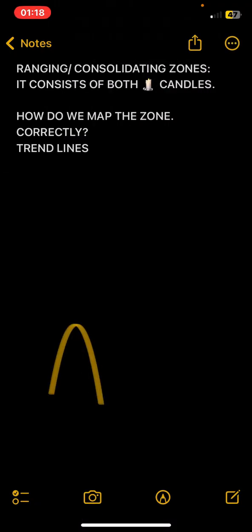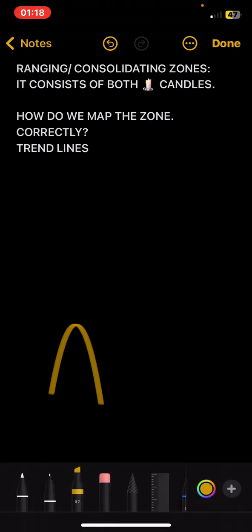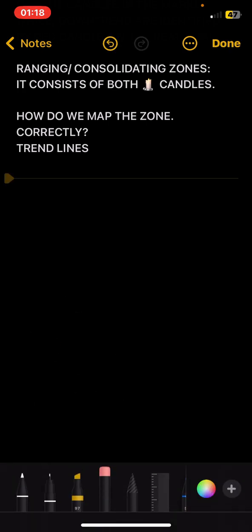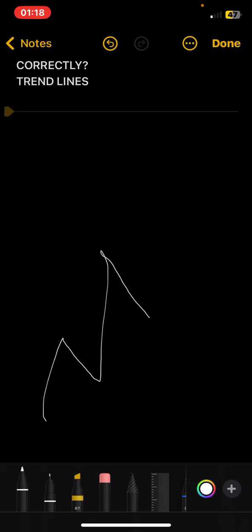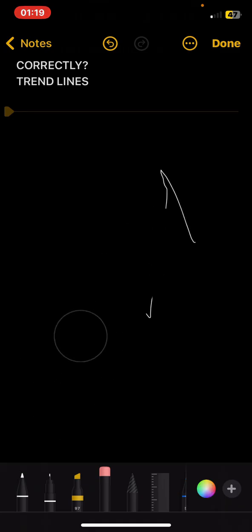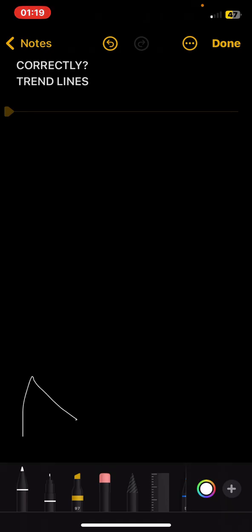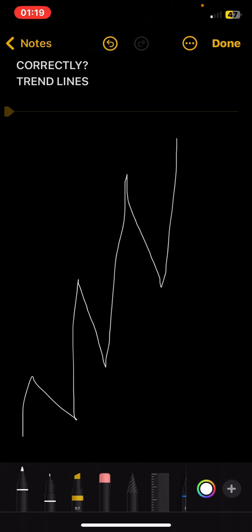Oh sorry guys, let me clean this thing up. Let's dive into it. So remember we have higher highs, higher lows, higher highs, higher lows. Let me draw this back again so you get a clear picture. We have higher highs, higher lows, repeated again and again.